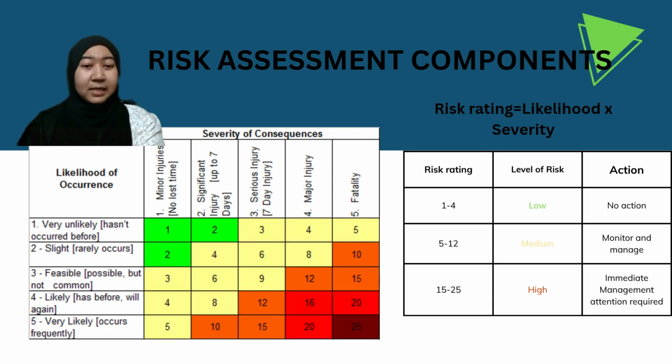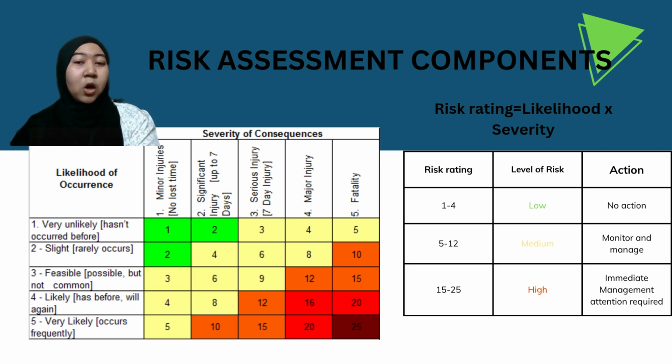For the tool of risk assessment, we are using a 5x5 matrix. Okay, these are the components of the 5x5 matrix, which include likelihood and severity. So the likelihood is rated from 1 until 5 and also the severity is 1 until 5. Okay, to get the total score, we have to multiply both of them. Okay, when we multiply, we can get low, medium, and high.